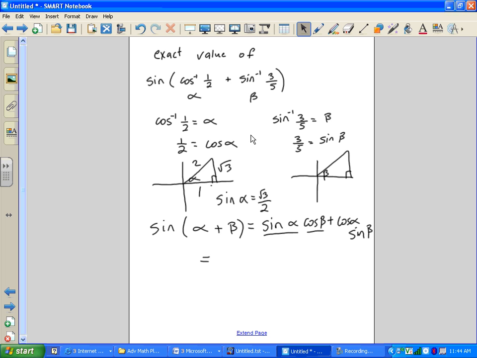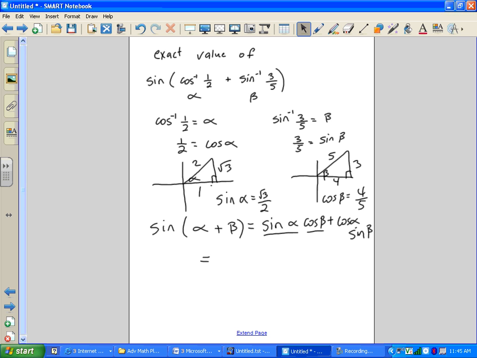Now we got sine of beta there is 3/5. Sine is opposite over hypotenuse. And so by the Pythagorean theorem, that's going to make the bottom leg 4. And now we can say what the cosine of beta is. So notice I had to find those two things here before I could find the sine of alpha plus beta. I had to find the sine of alpha, and I had to find the cosine of beta. All right, so cosine of beta, cosine is adjacent over hypotenuse, and so that's going to be 4/5.